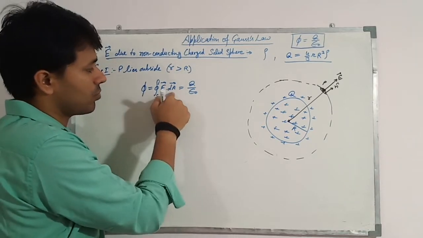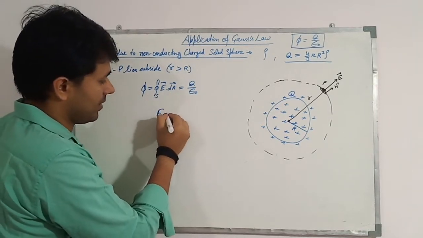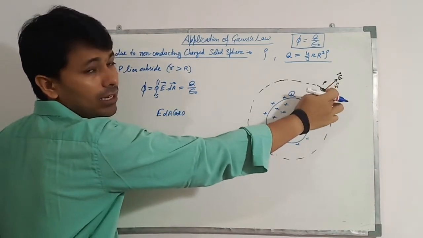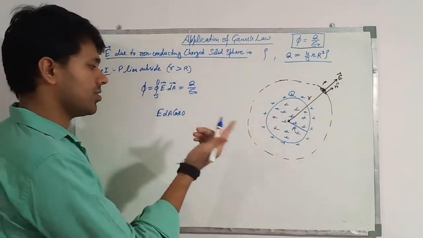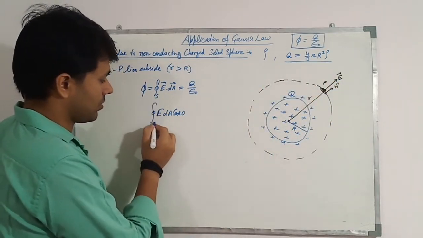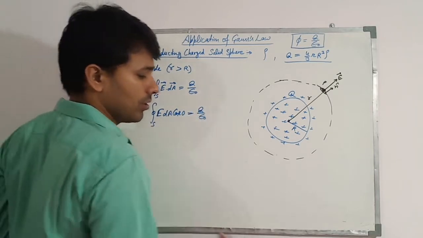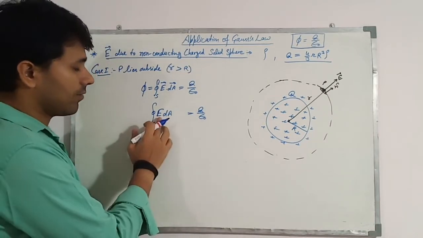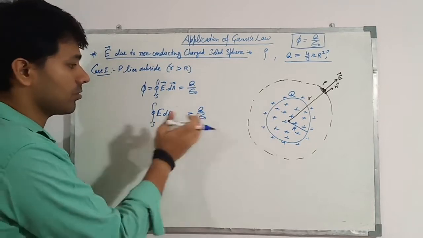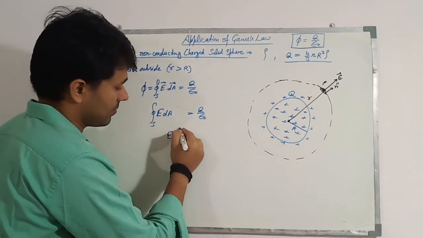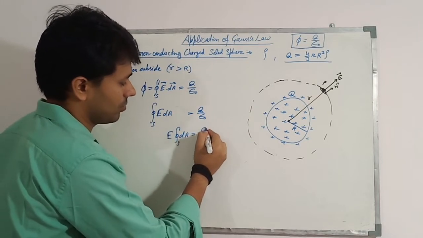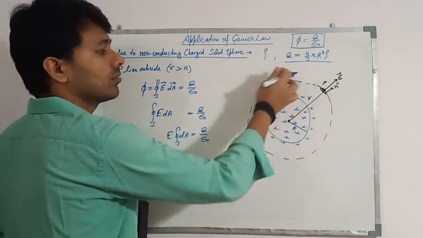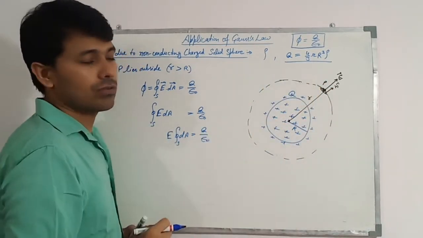Clear? E dot dA, the dot product, when we open it, is E dA cos theta, and theta is the angle between the area vector and the electric field, which is 0. So cos theta is 1. The electric field is constant all over the Gaussian surface. That means E comes out of the integration, and the closed surface integral of dA is equal to Q upon epsilon naught. dA is a small area; integration means the complete area of this closed surface.